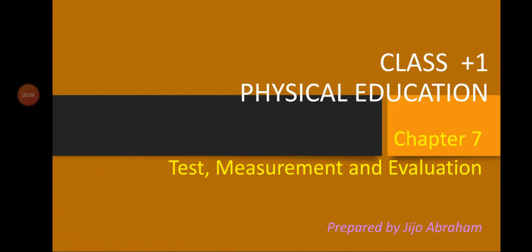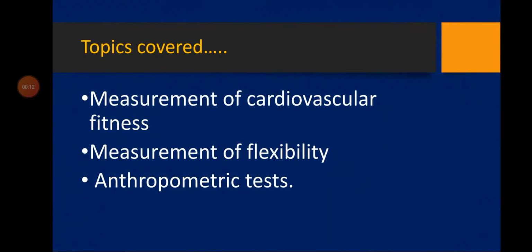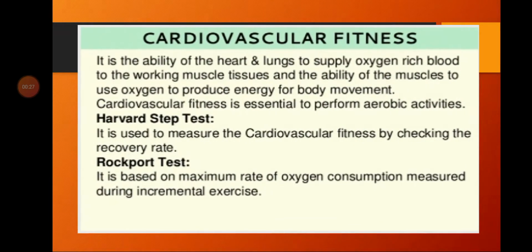Today we are going to discuss from the chapter Test and Measurement in Sports. Chapter 7. The topics which are covered in this module are measurement of cardiovascular fitness, measurement of flexibility, and anthropometric tests. Let's start with the topic. First one is cardiovascular fitness.